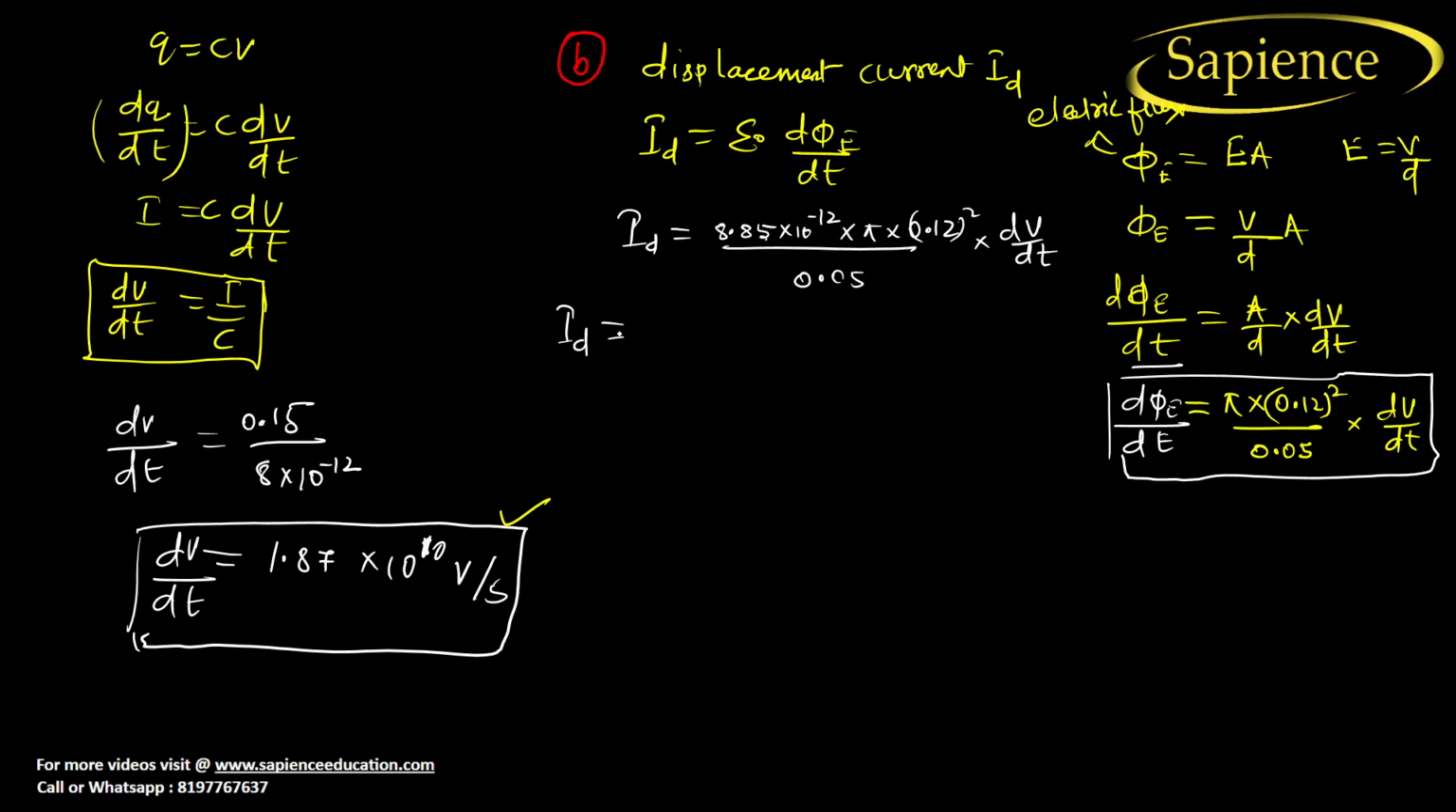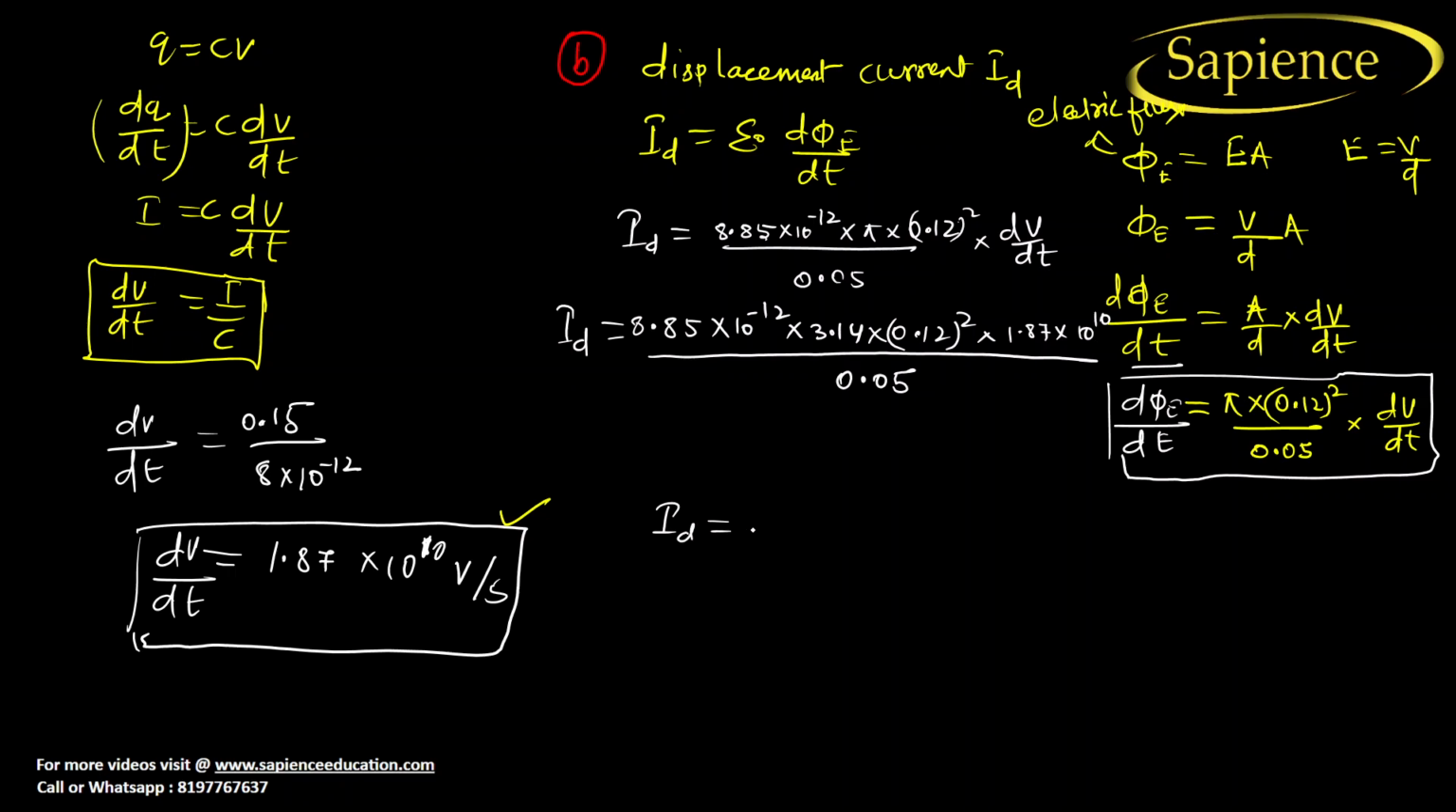Now put the value of dV by dt. So displacement current is equal to 8.85 into 10 to the power minus 12 into 3.14, that is the value of pi, into 0.12 whole squared into 1.87 into 10 to the power 10, divided by 0.05. Now just pause the video and try to solve this one. When you solve it, you will find the displacement current i_d is equal to 0.15 ampere. Got it? I hope you have understood this.